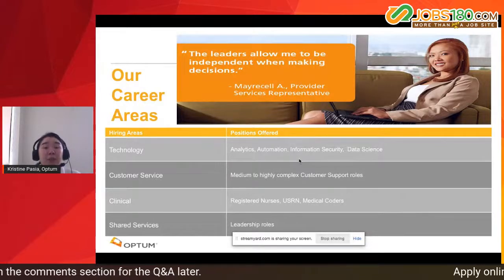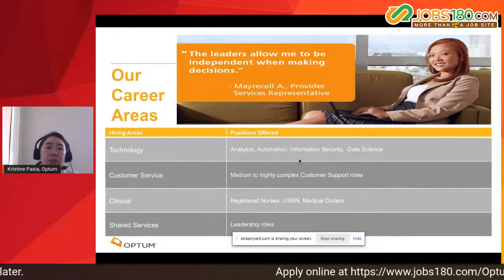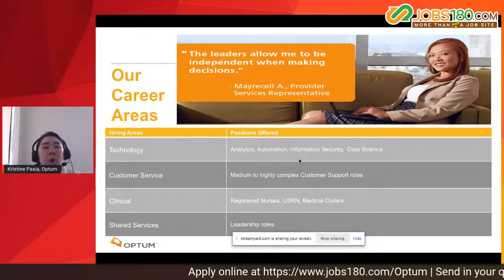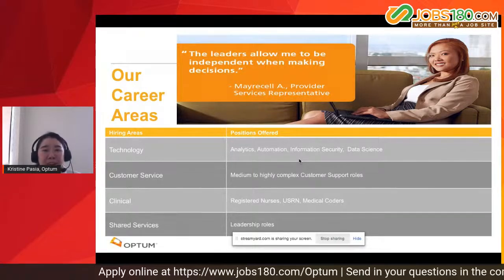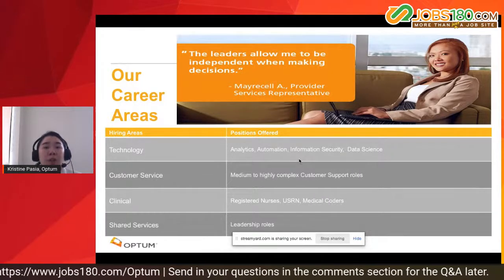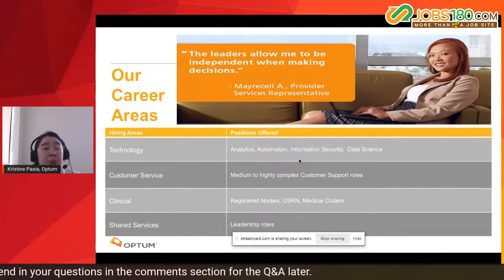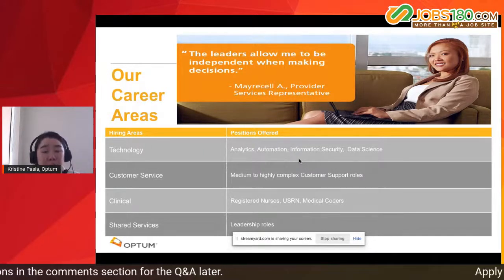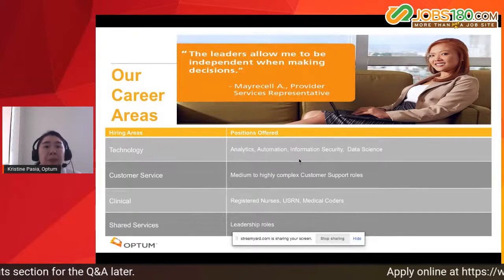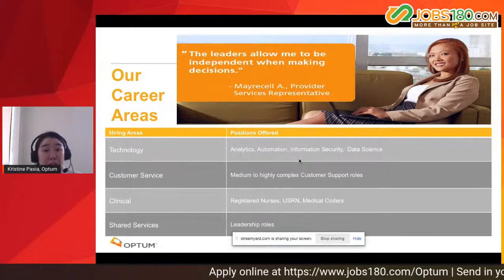For customer service, we have our healthcare advocates. These are not your typical customer service roles where you do order taking or you have to book a flight for a customer. What we do are medium to high complex customer service roles where you are able to be the bridge between doctors and nurses and even major players in the hospital. So you're able to really help them in living their life's best work and also, of course, their healthiest life.